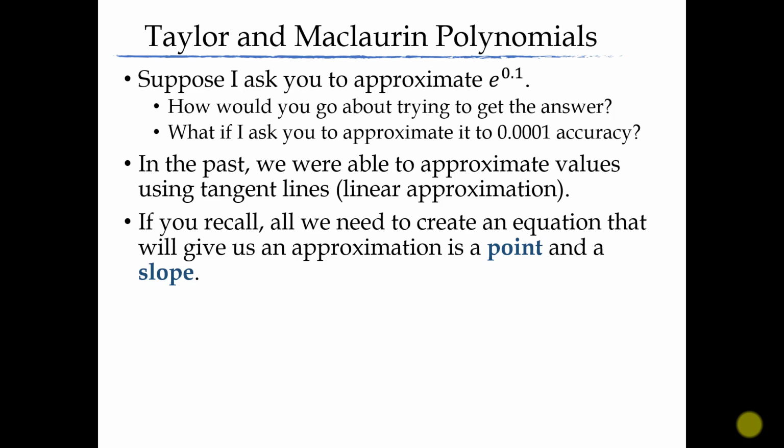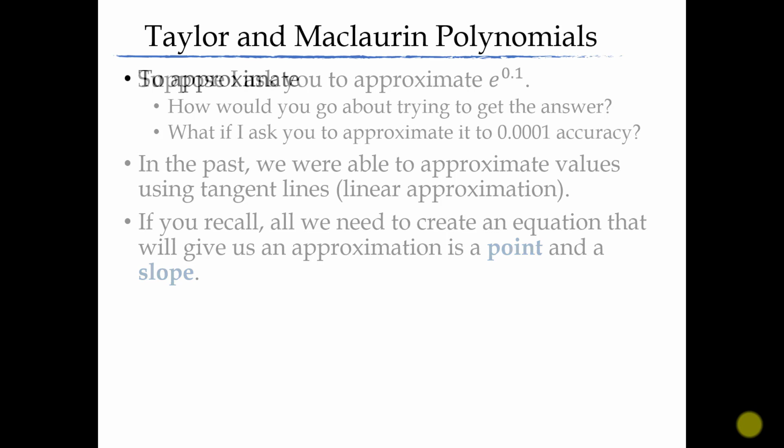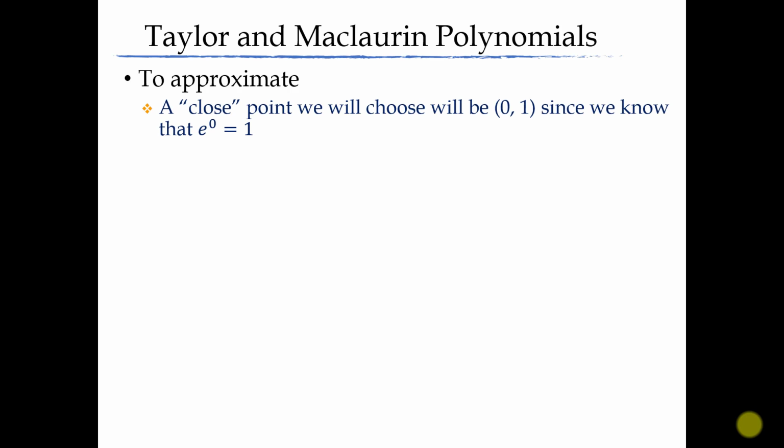If you recall, all we need to do to create an equation of a line that will give us an approximation is a point and a slope. Let's try to approximate e to the 0.1 using a linear approximation. A close point that we will choose is (0, 1), since we know that e to the 0 power is 1. That's our point. But this value is an under approximation because e to the 0.1 power is larger than e to the 0 power. So I know that to approximate e to the 0.1 power, it's going to be close to 1. But we know that 1 is an under approximation.